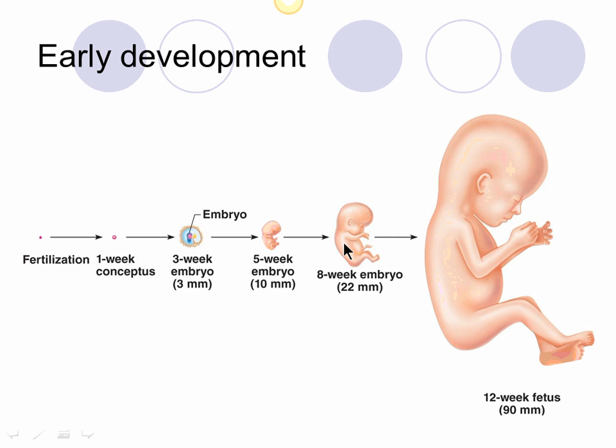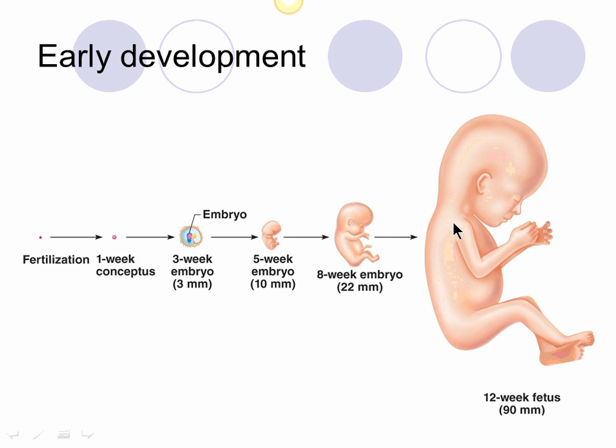This is showing you an early development from the time of fertilization. So you can see after fertilization, which should occur after the oocyte has been ovulated, then you can see the size of a 1 week conceptus, a 3 week embryo, 5 weeks. Look at the embryo at 5 weeks, you can get a good idea that it's got a human shape here. An 8 week embryo, look at this 8 week embryo, perfectly formed.